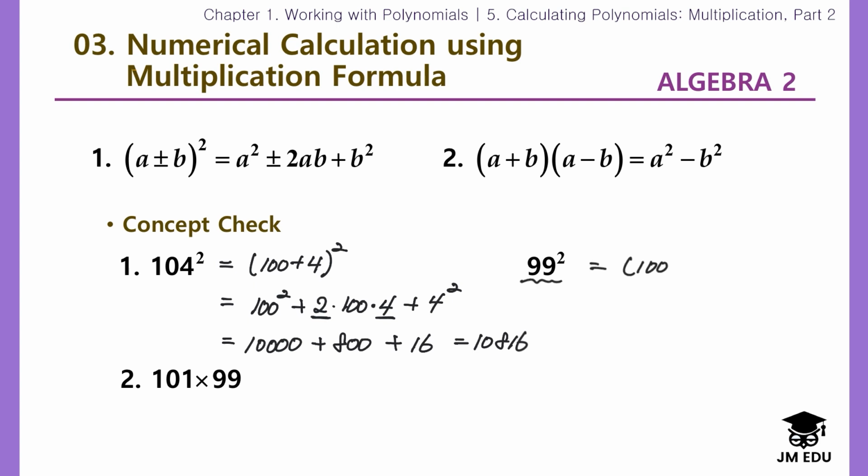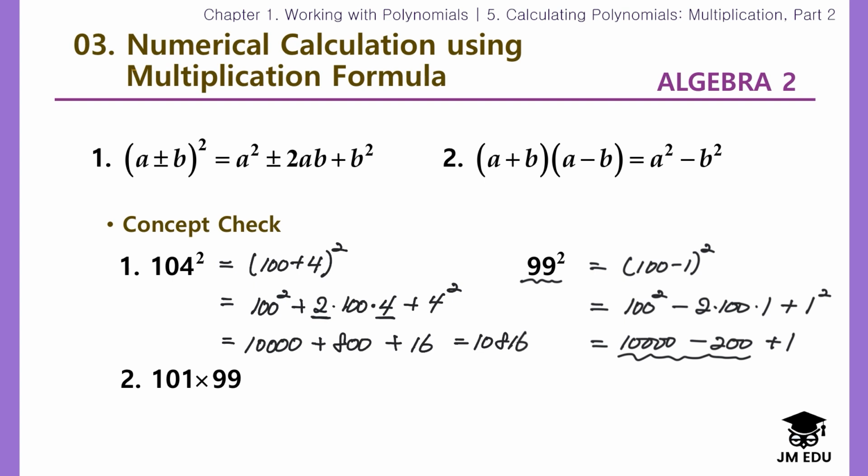Okay, let's try 99 squared. That's actually (100 minus 1) squared, right? So binomial square again. First term squared minus 2 times first term times the second term plus second term squared. So that is equal to 10,000 again minus 200 plus 1. So 10,000 minus 200, that's 9,800. And plus 1, that's 9,801, right? So that's 9,801.